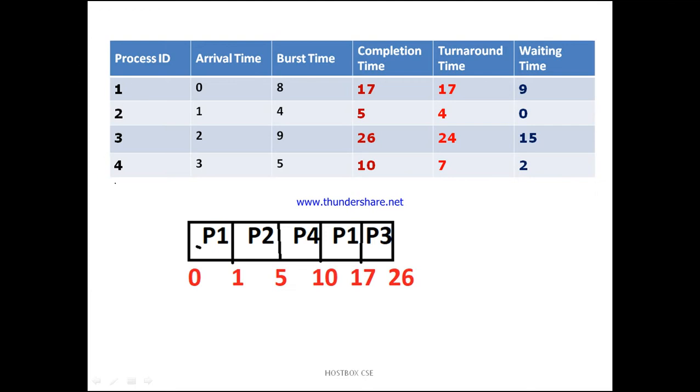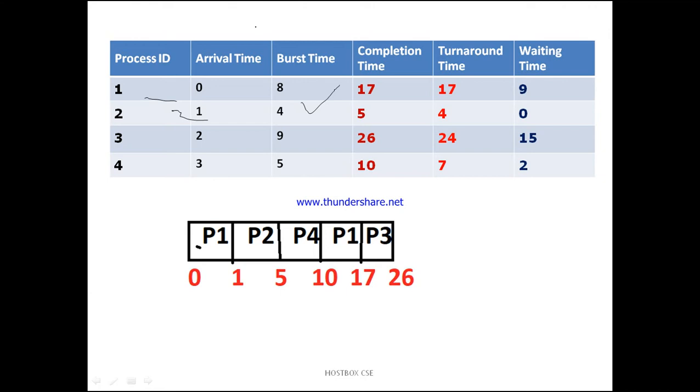Now we make the Gantt chart. P1 is there, and the P2 arrival time is 1, remember. So P1 first starts and executes for only 1 millisecond. Then P2: the burst time of P2 is 4, which is shorter than the remaining burst time of P1. So the CPU executes P1 for 1 millisecond, then gives a chance to P2, and P2 completes its 4 milliseconds. So 1 plus 4, 5. P2 has its burst time of 4, it executes and its completion is over.